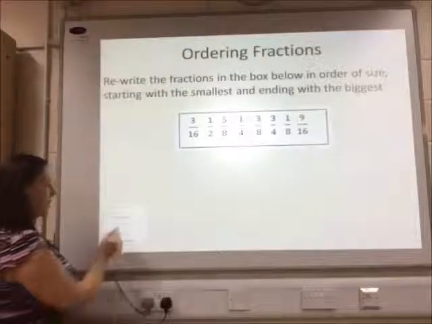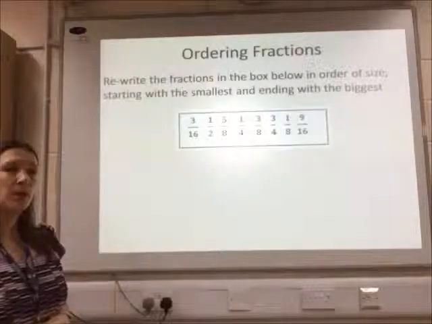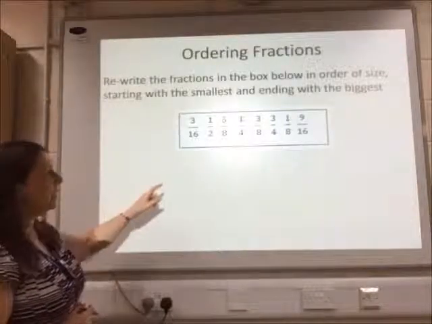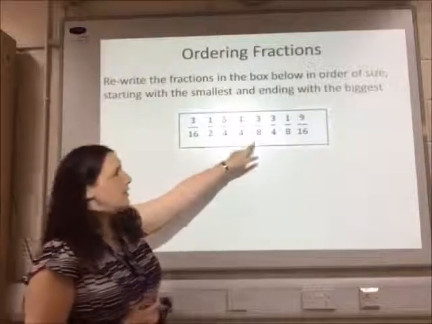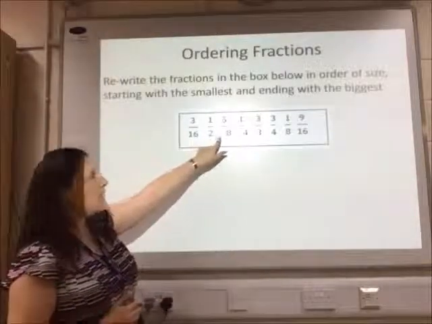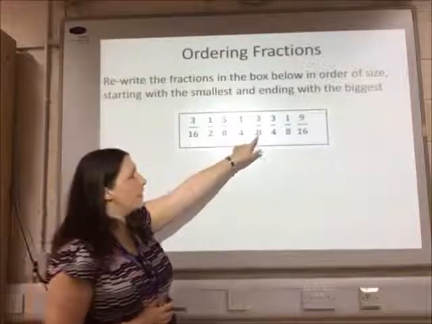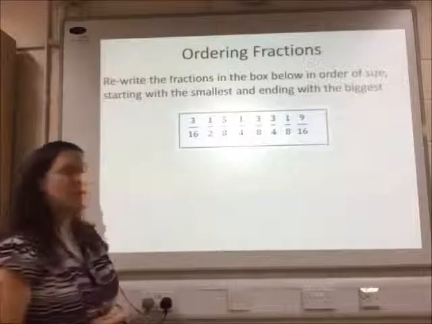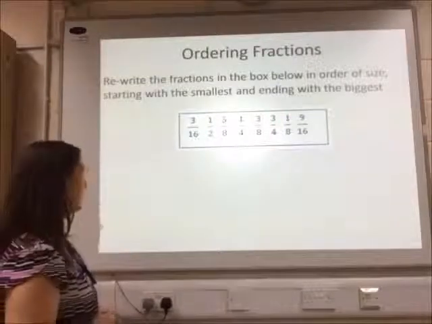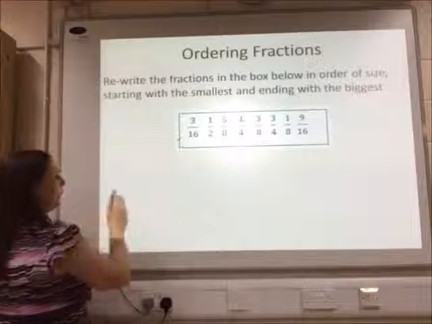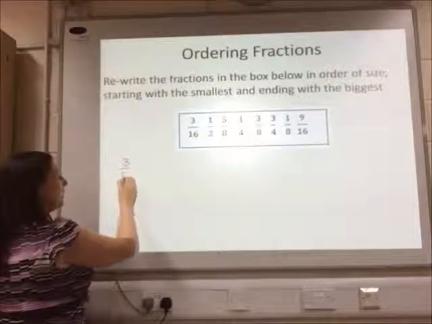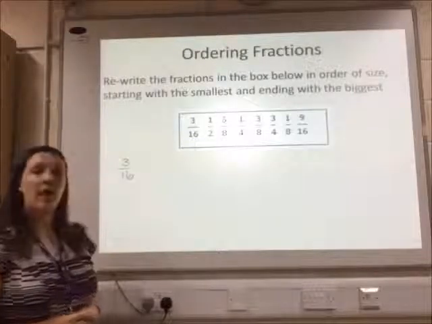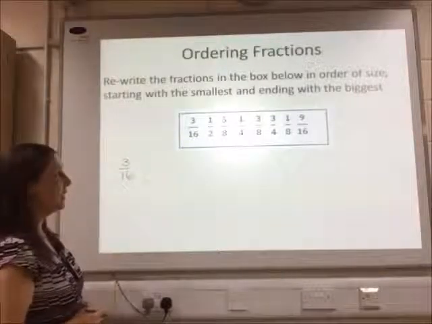We need to find a number that all of the numbers on the bottom of the fractions have in their times table. And in this case, we find that 16 appears in the 2 times table, the 4 times table, the 8 times table, and the 16 times table. And because of that, we can use that as a common denominator. This means that the first fraction, 3 over 16, can stay in its current form, as it already has the number 16 as its denominator.